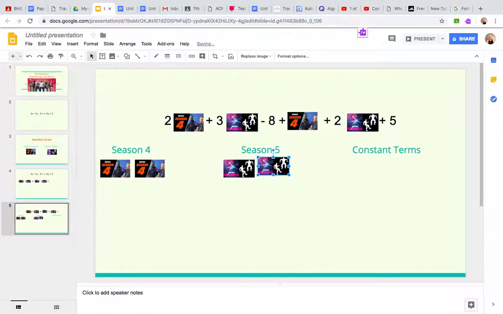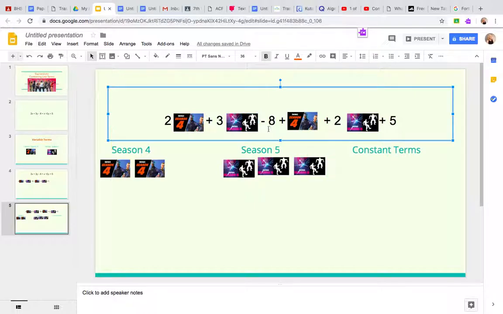Okay, there's 2, and then there's 3. Okay, moving on, now I've got minus 8. Okay, and then it's got a plus sign after it. Okay, that tells me that this is a constant term. Notice that it does not tell me that it belongs to either season 4 or season 5. Okay, so I don't know, this may not be talking about Fortnite at all.